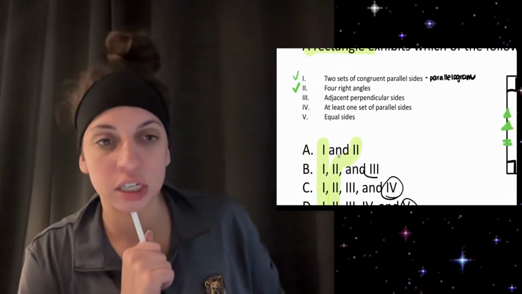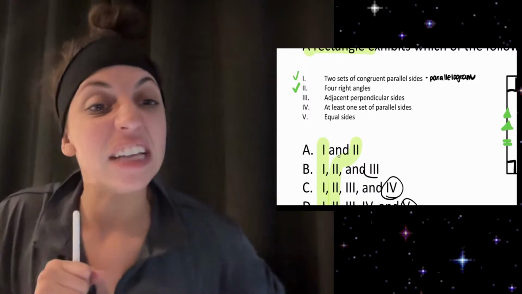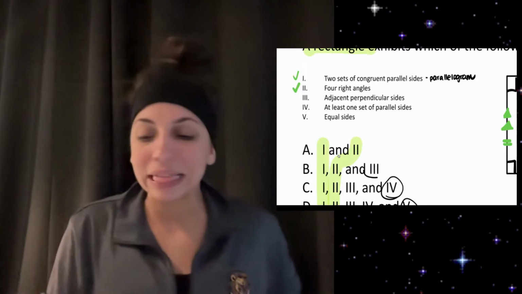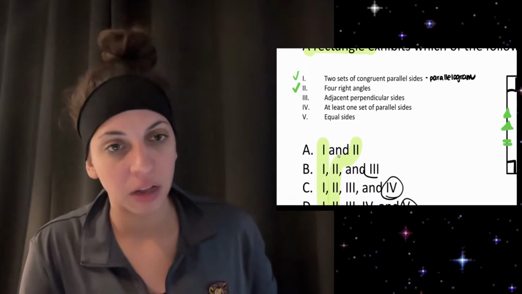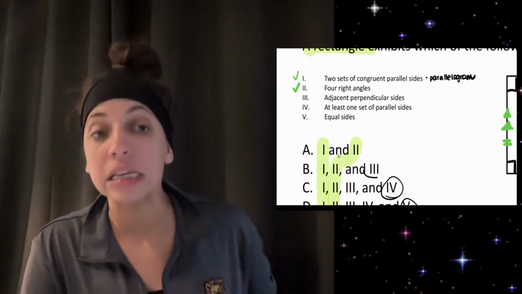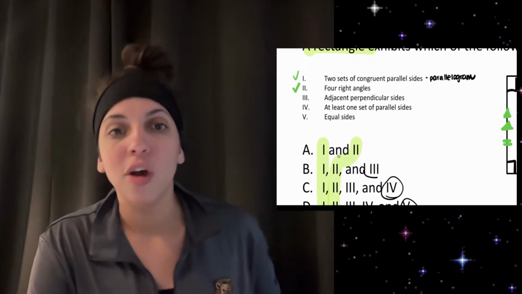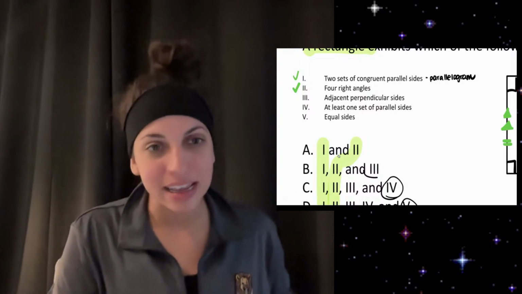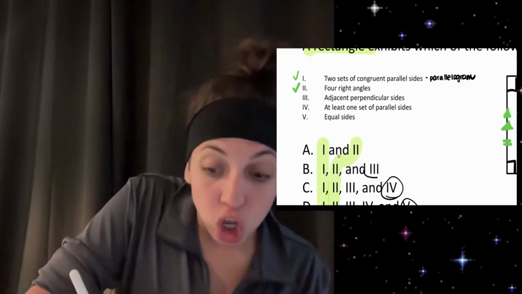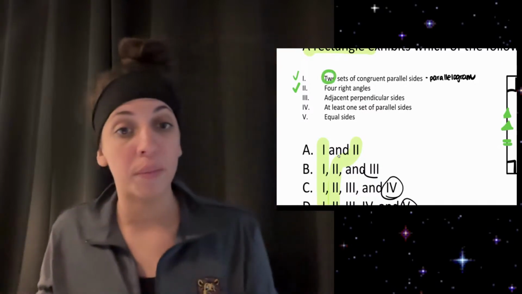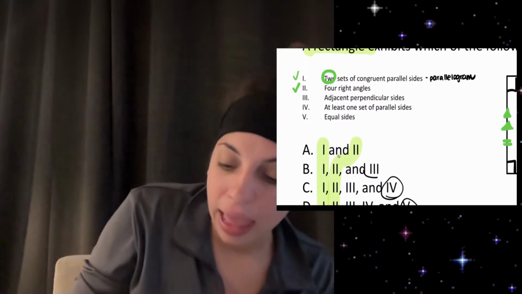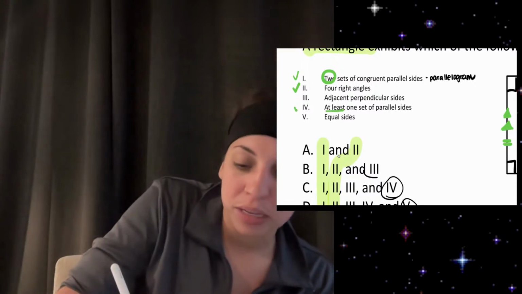Adjacent perpendicular sides. If I don't know what that means, I'm going to skip it. At least one set of parallel sides. Is that true? Does it have at least one set of parallel sides? Well, yes, of course it does. Because in fact, it has 2 sets of congruent parallel sides. So of course it has at least one set of parallel sides, which means it's true.